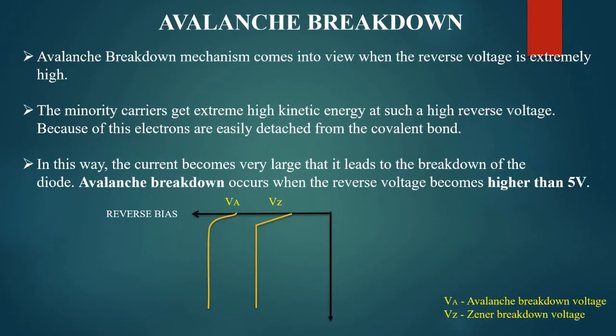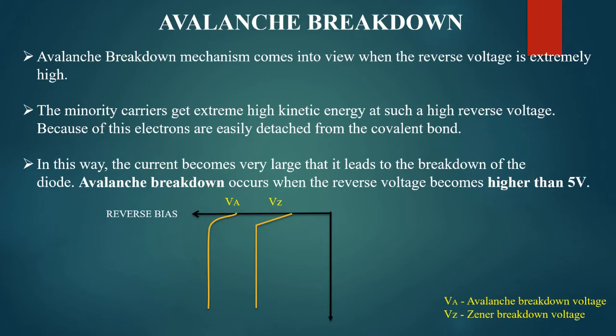Second is avalanche breakdown. Avalanche breakdown mechanism comes into view when the reverse voltage is extremely high. The minority carriers get extremely high kinetic energy at such a high reverse voltage. Because of this, electrons are easily detached from the covalent bond. In this way, the current becomes so large that it leads to the breakdown of the diode. Avalanche breakdown occurs when the reverse voltage becomes higher than 5 volt.